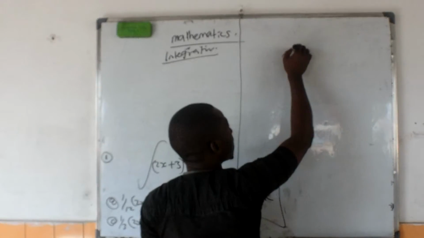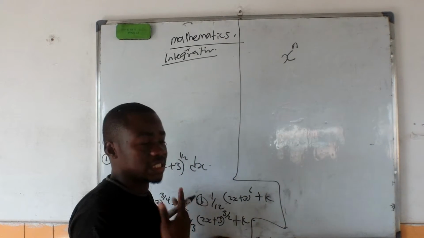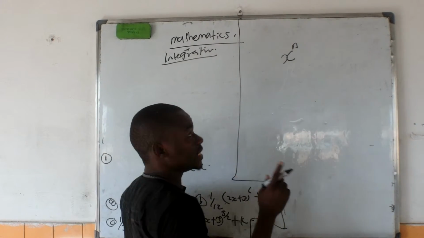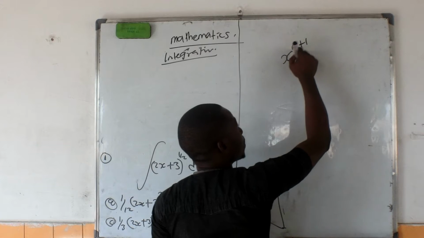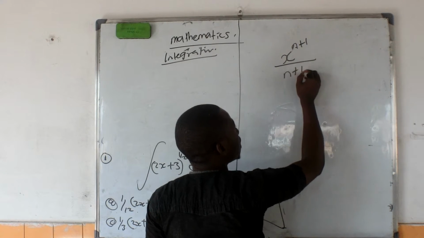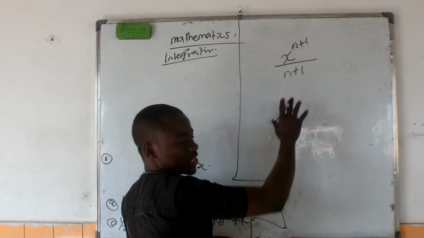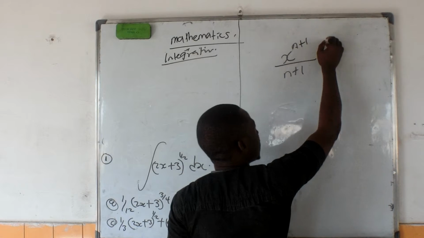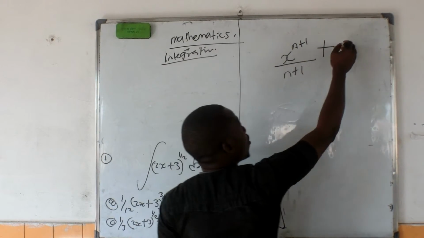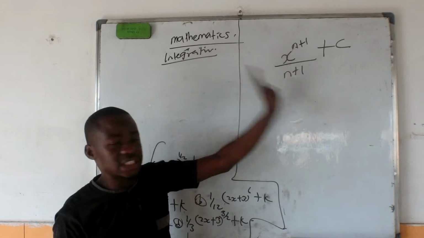Let's assume you have x raised to power n, and you want to integrate it. If you are integrating it, you add 1 to the power, then whatever the power is, you bring it down: n plus 1. Here now, it means you have integrated it. Most times you put plus constant after integration.